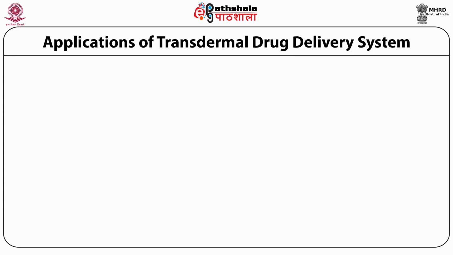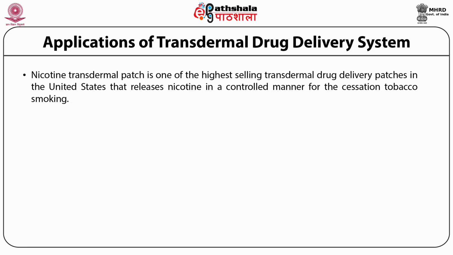Historically speaking, the transdermal drug delivery has long back established itself as one of the most premier novel drug delivery systems. The commonest form of the transdermal delivery happens through a transdermal patch, and there has been a large number of products which has been in the market for quite a long time. Amongst them, the nicotine transdermal patch is one of the highest selling transdermal drug delivery patches in the United States. This was made for releasing nicotine in a controlled manner for the use in cessation of the tobacco smoking.